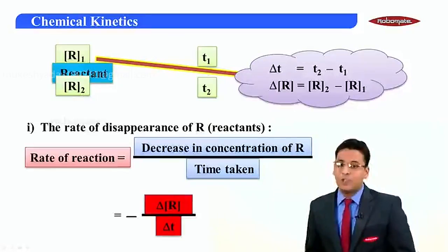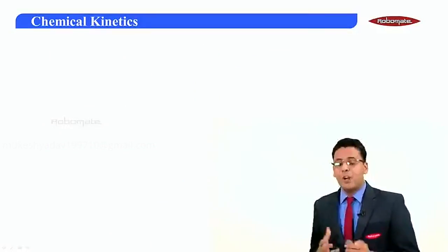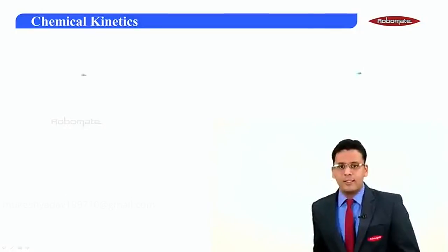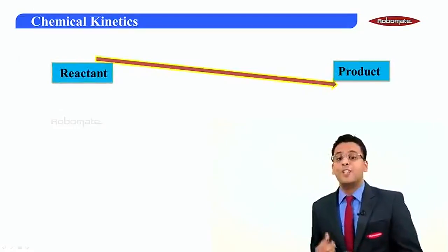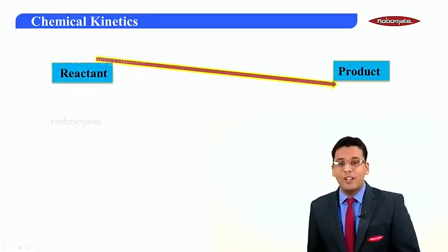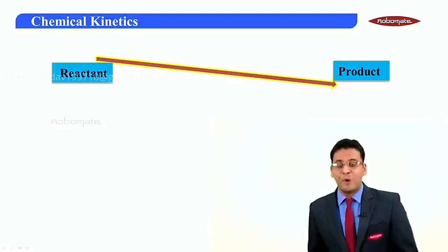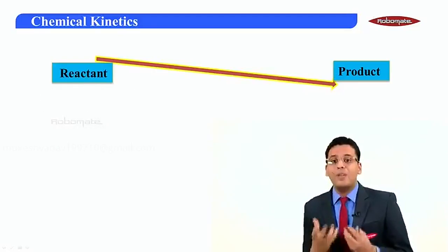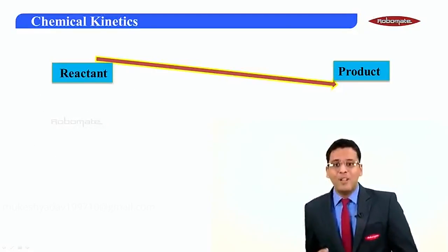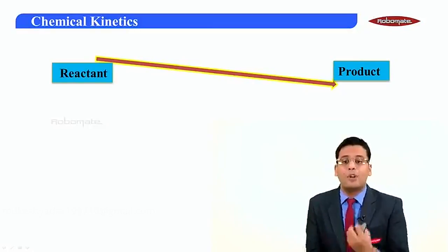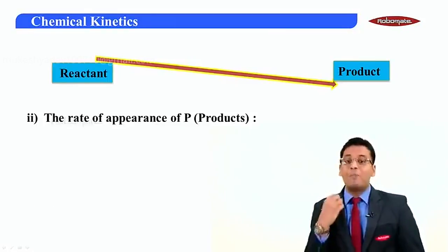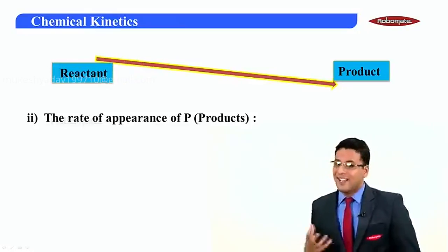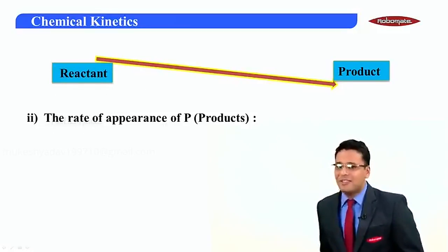The same logic can be applied to products. Again, consider this chemical reaction. The reactants are getting converted into products. Now here, my dear students, the products are appearing with time. They are not disappearing. The reactants were disappearing and the products are appearing. So I can say that the rate of appearance of products itself is the rate of reaction.